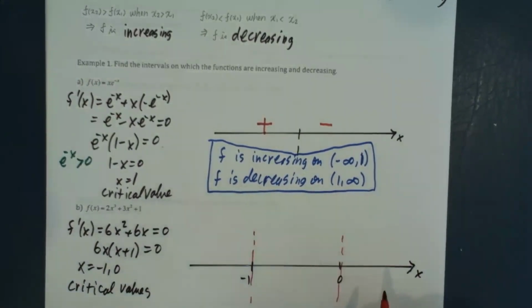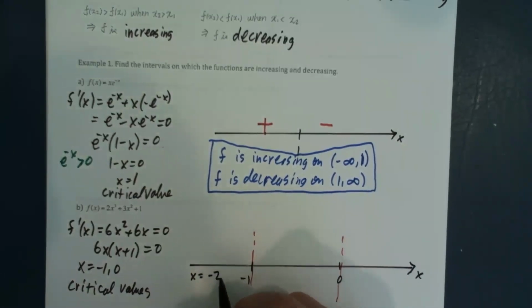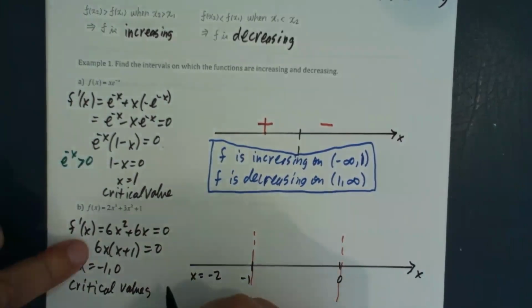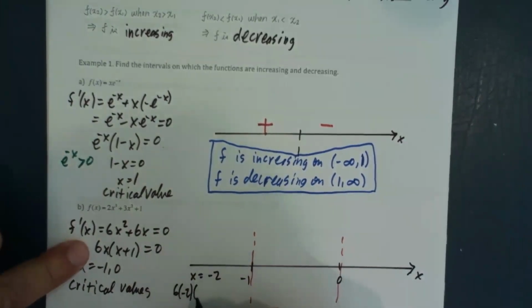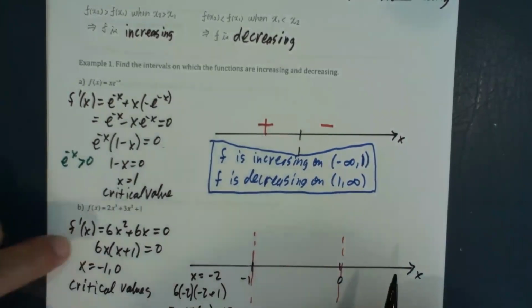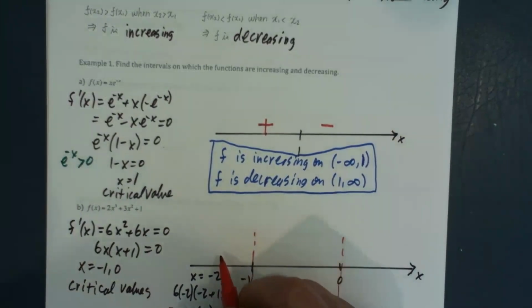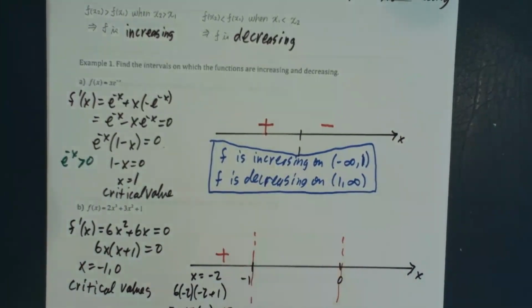And we want to know, is the slope positive or negative in each of these regions when we plug in x values? Well, let's test over here. Let's test when x equals -2, right? That's just to the left. So 6 times -2, -2 plus 1. That's -12 times -1, which is 12. So this tells us that the slopes of the tangent line before -1 are going to be positive slopes, meaning increasing there.